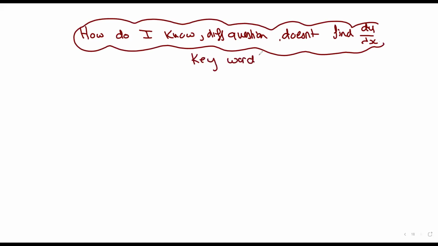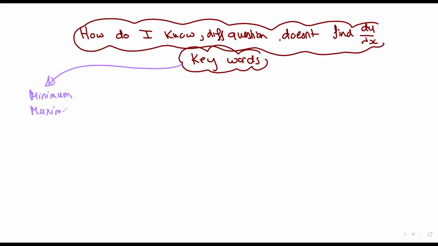Now, the first keyword, or the first set of keywords that we are going to discuss are these: minimum, maximum, stationary point, turning point, vertex. Vertex doesn't come up much, but I'll just include it in the list.